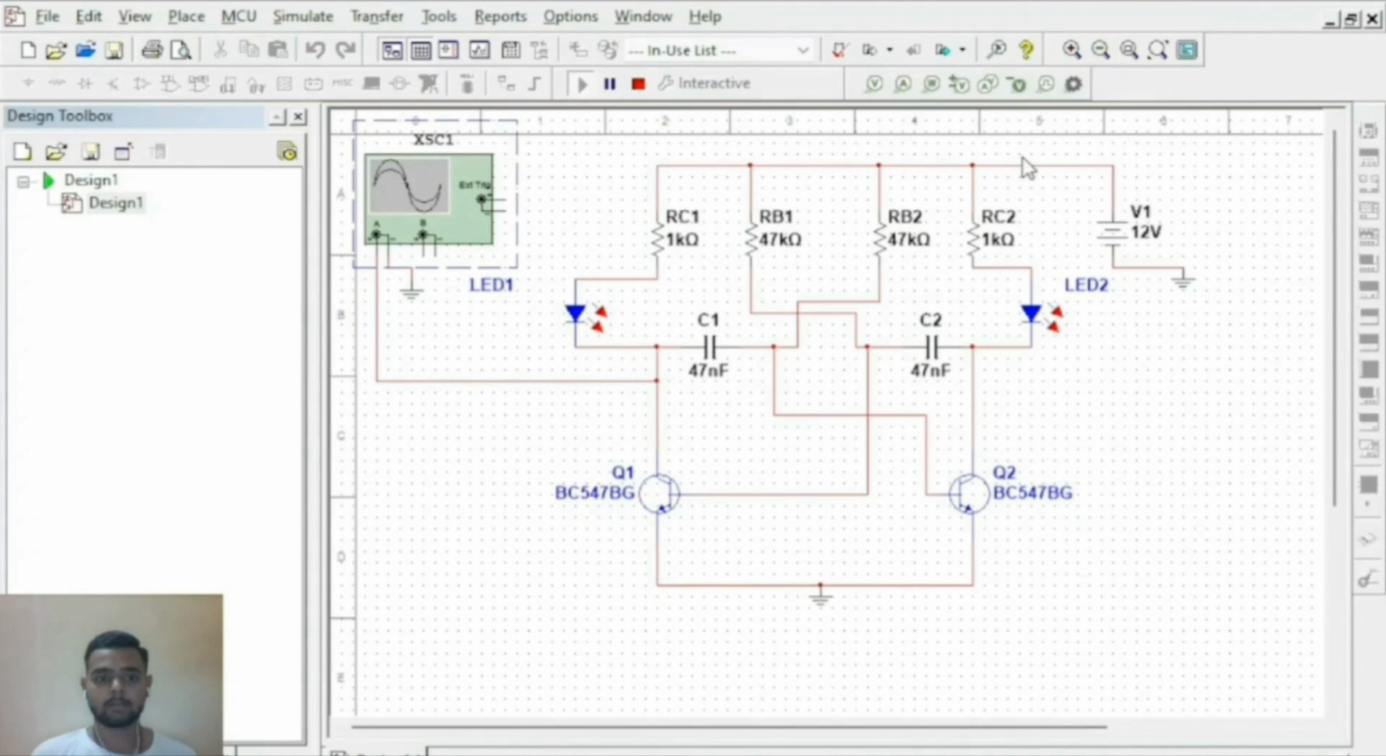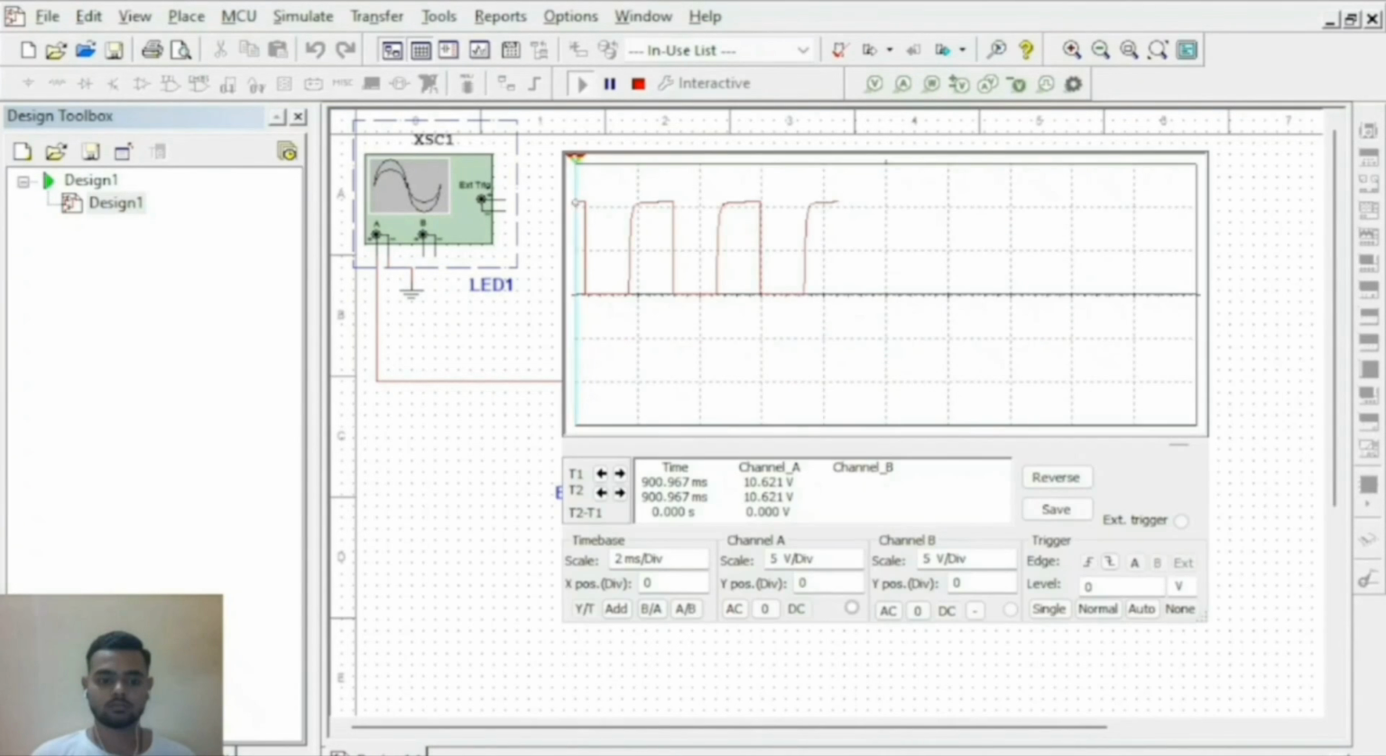So here, as we learned earlier, the astable multivibrator is one whose output is not stable in any one state, either high or low. They are continuously changing from high to low and low to high. So here you can see the output from the oscilloscope of the astable multivibrator circuit, which is continuously changing from high to low and low to high.